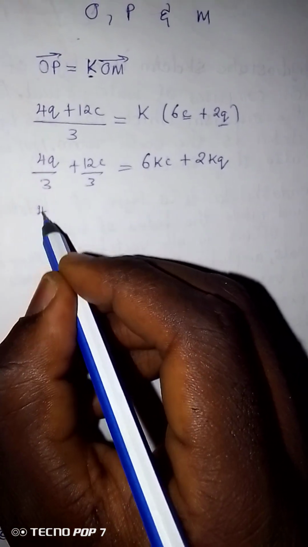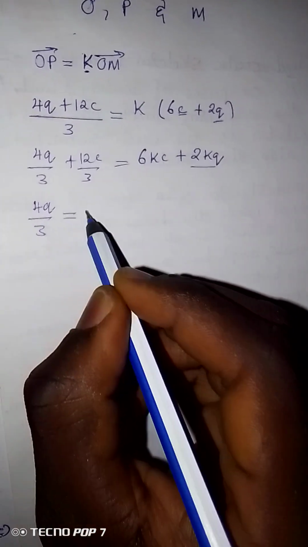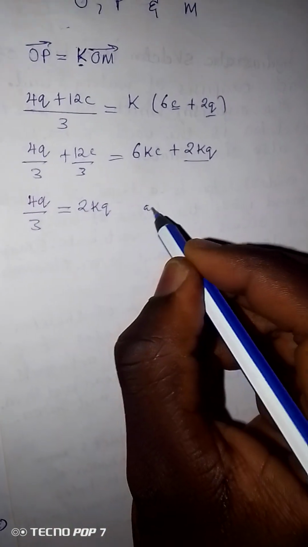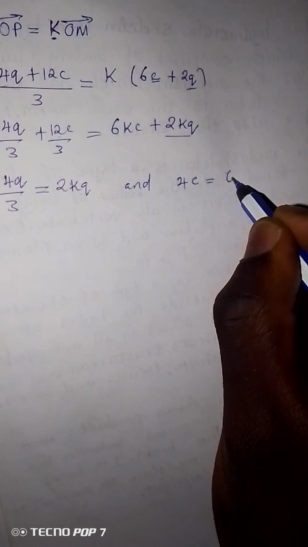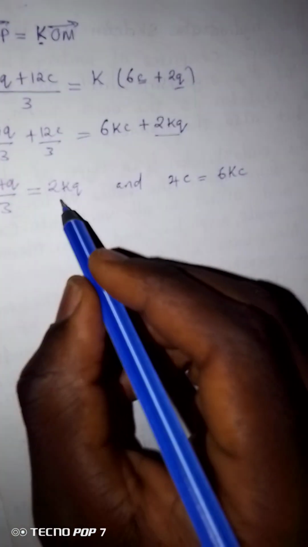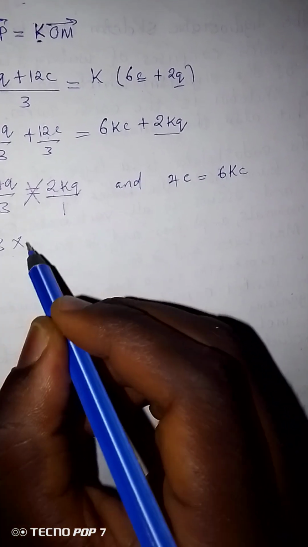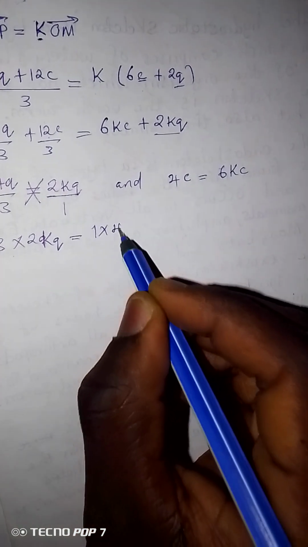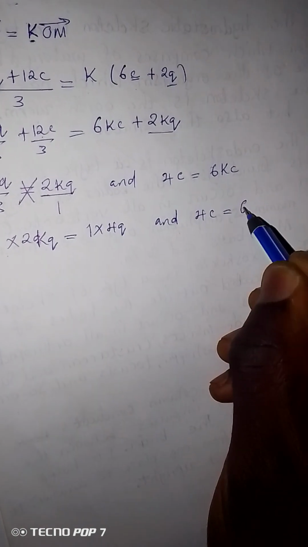So here it will be 4q over 3. It will go with the one having q. Which one is this one? You equate it to it, 2kq. And 3 is divisible into 12. It goes how many times? 4. So 4c is equal to 6kc. Then what you are going to do here, you cross multiply like this. 3 by 2k, or kq, is equal to 1 by 4q. And this side to be like this. 4c is equal to 6kc.